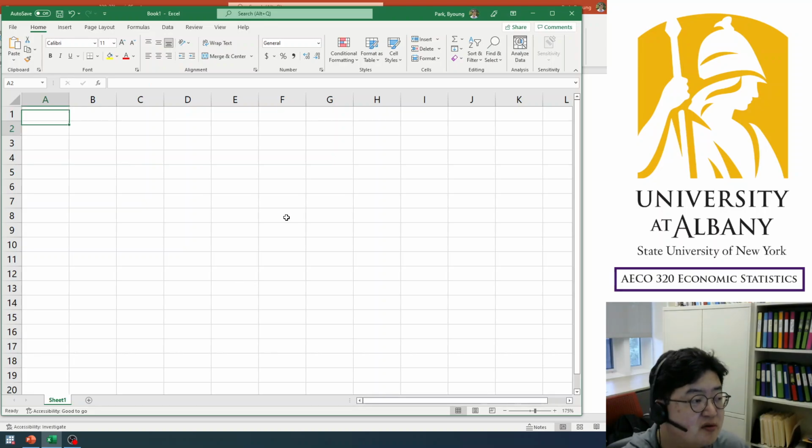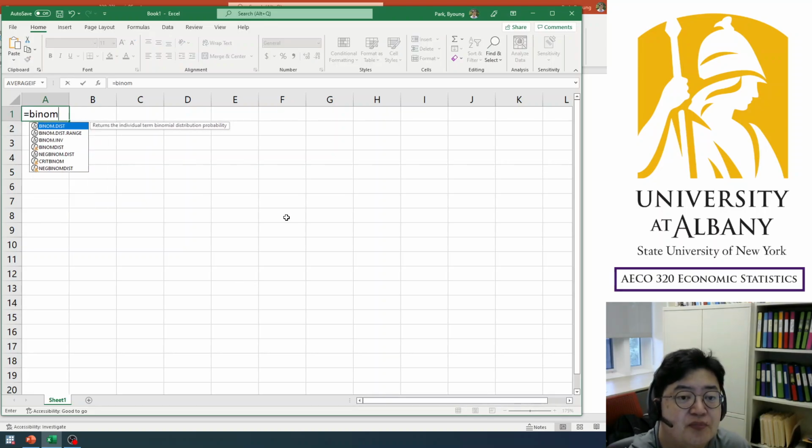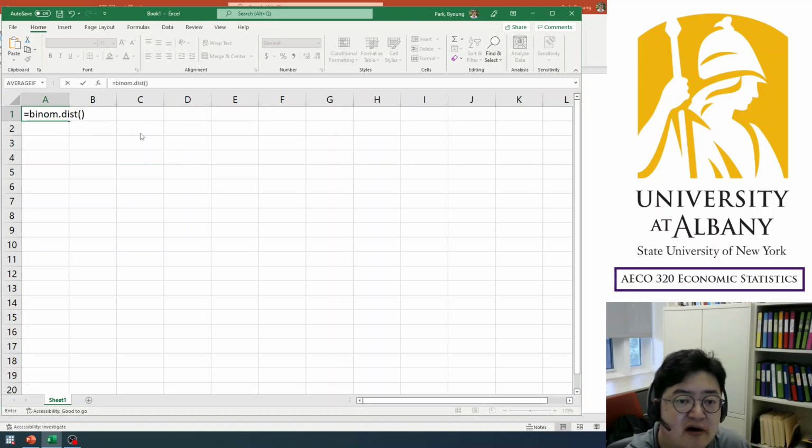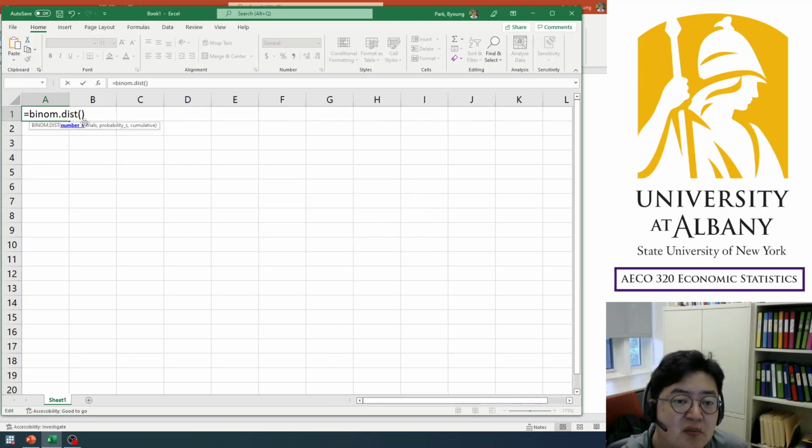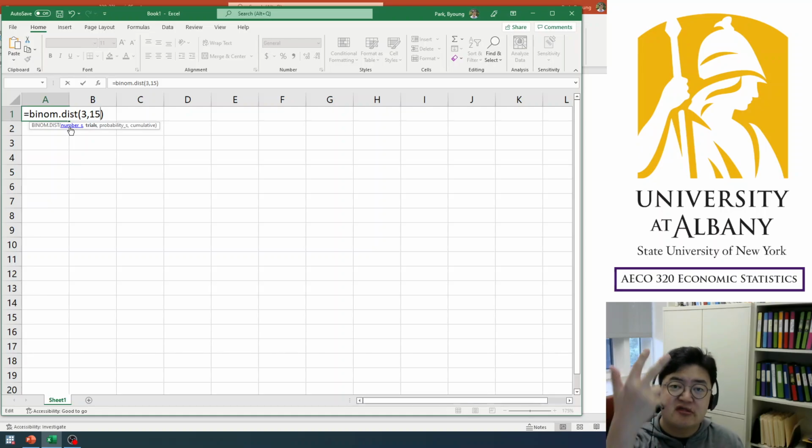So I will show you how to do it in Excel. What you need to do is use binom.dist, binomial distribution. There are 4 numbers you have to enter. First, number S, this is 3 in our example, because we are looking for the probability of 3. And the number of trials is 15. So out of 15 experiments, what is the probability of 3 successes?